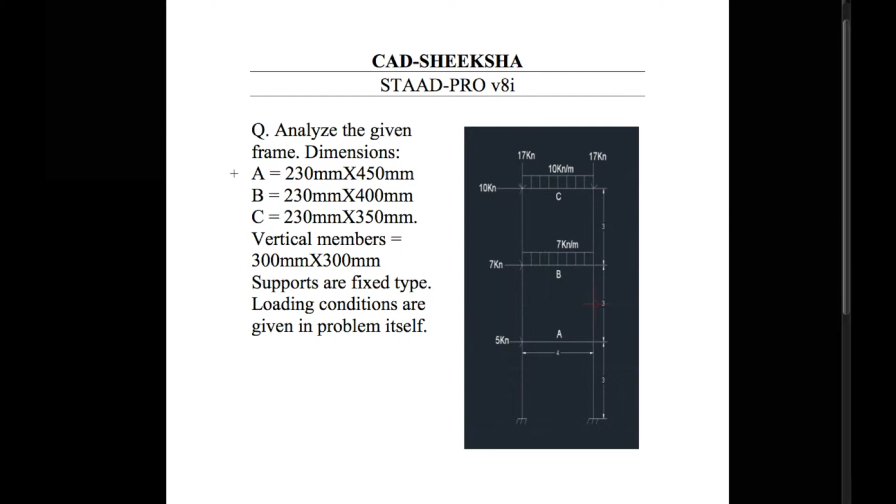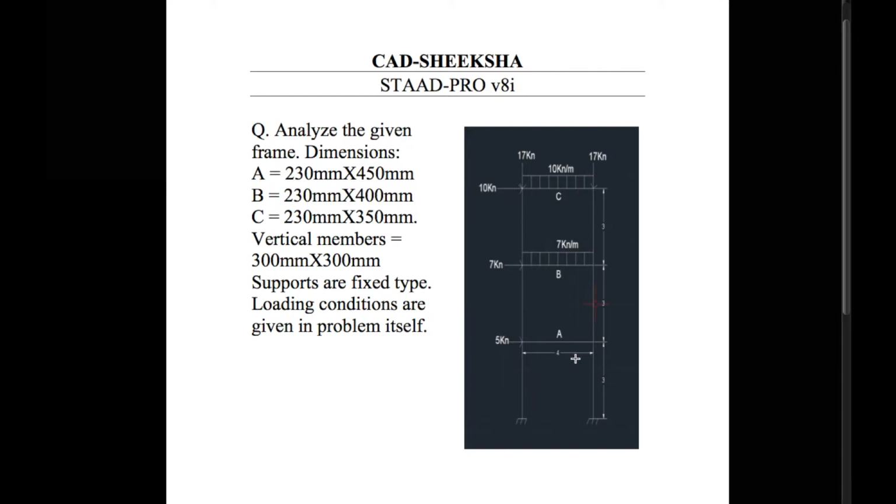Here we have 3 horizontal loads, that are the nodal loads, 2 vertical nodal loads and 2 vertical uniformly distributed loads. Here we have the height of each frame as 3 meter and length as 4 meter.